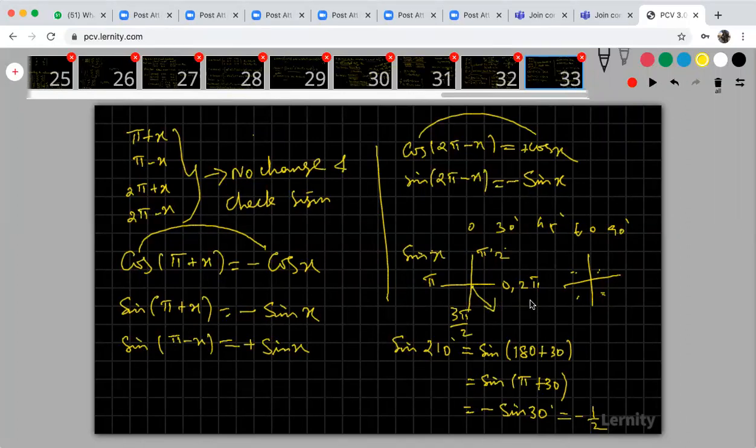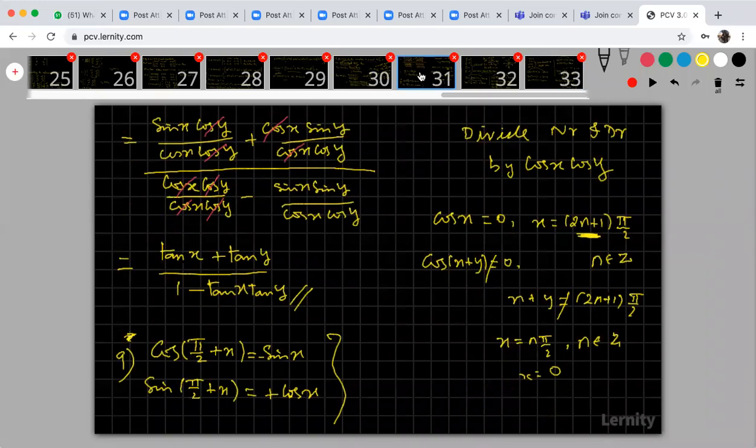Please try to understand 2 pi minus x. That means you are subtracting some angle from 2 pi. 2 pi means 360 degrees. 360 minus 30 means 330, which belongs to the fourth quadrant. So 2 pi minus x belongs to the fourth quadrant. 2 pi plus x goes to the first quadrant. Are you okay? Right. Now the next one.